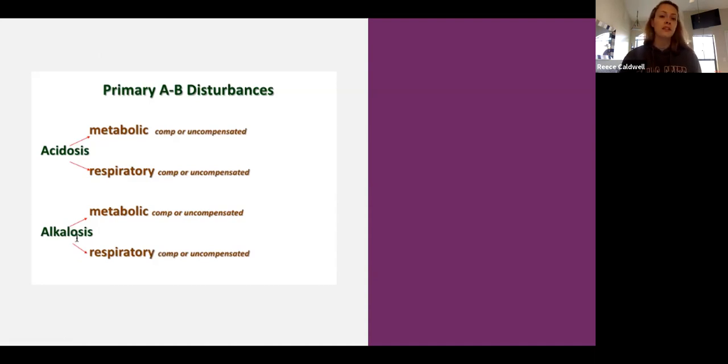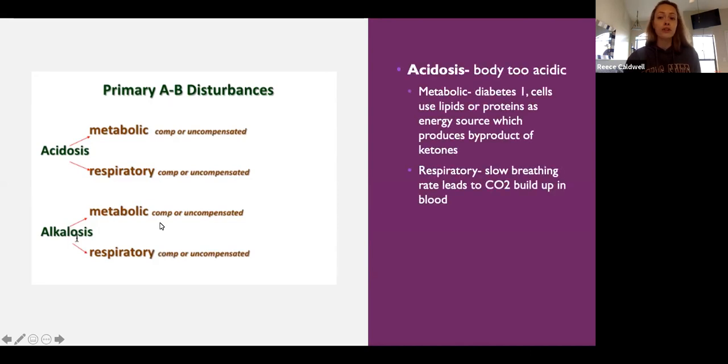But these are going to be the primary illnesses or disturbances that we're going to see that involve acid-base balance. So first we have acidosis, and we have two types: respiratory acidosis and metabolic acidosis. What acidosis means is the body is too acidic. We have a very low pH. We've accumulated a lot of hydrogen ions, and our body is in this acidic state.